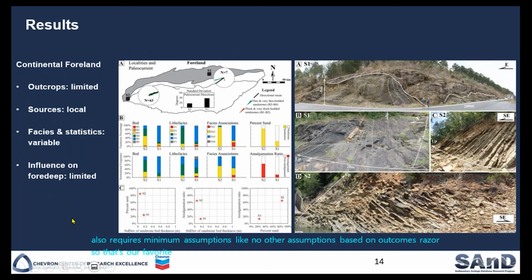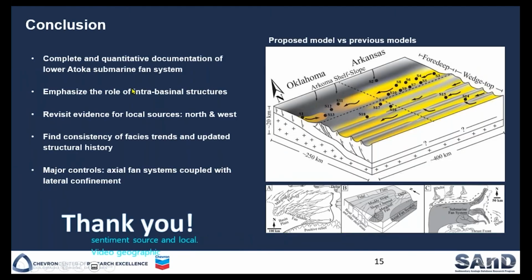We're just going to take a quick look at the continental foreland here. The outcrop data are limited. Most of them are subsurface. We have two composite sections, S1 and S2, one on the north and one on the west. We can see that they have very different paleocurrent patterns, very different facies contrast as well. And we interpret them as controlled by the local sediment source and local paleogeographic configurations.